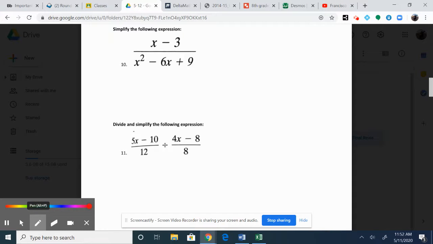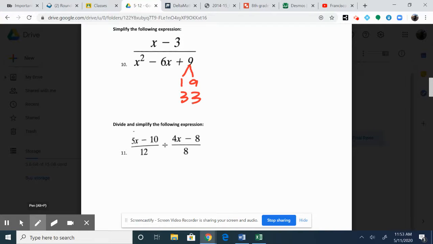Okay, so now we're going to go into number 10, where it says simplify the following expression. When we see that quadratic equation right there, we can factor it to make it a little bit simpler. So to factor, we're going to need to find the factors of 9, which we could say 1 and 9, and 3 and 3. And now those factors have to add up to -6 and multiply to +9.